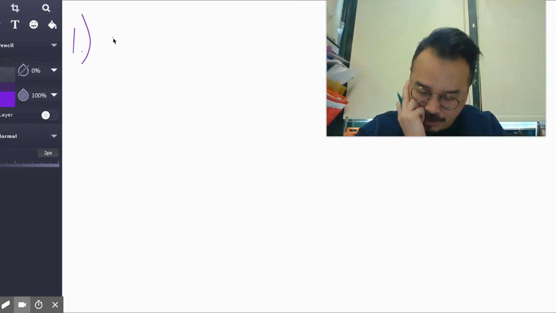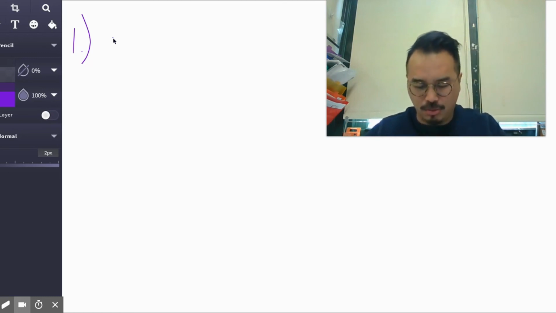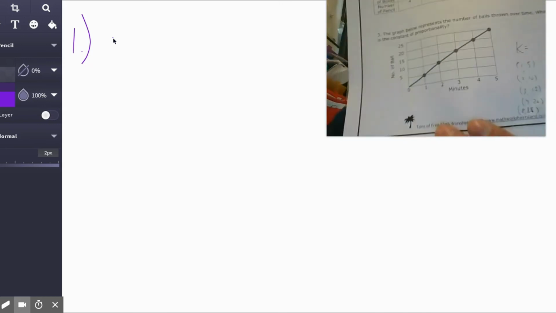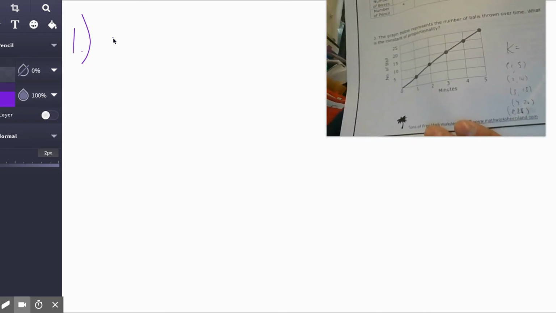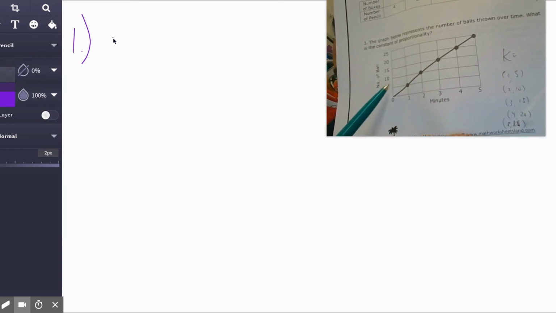Now read these values. This is pretty easy because the values are 1 minute, 5, what is that? Okay, 5 balls, 2 minutes, 10 balls, 3, 15, 4, 20. I think it's pretty obvious. 5, 25. So what is it? Right, 5 balls per minute, because this is 5 over 1.